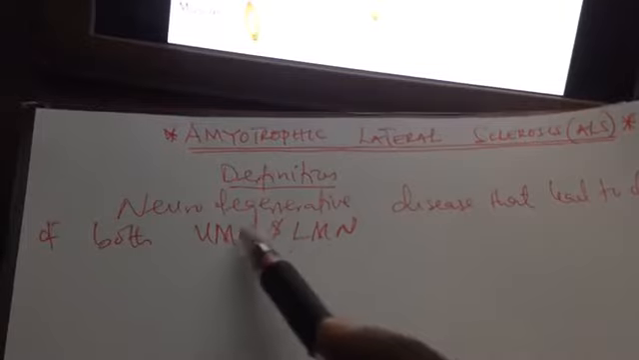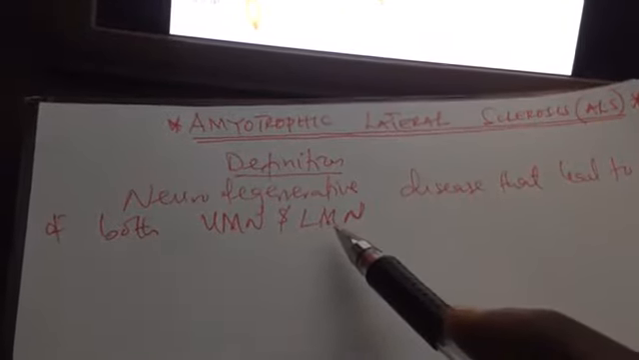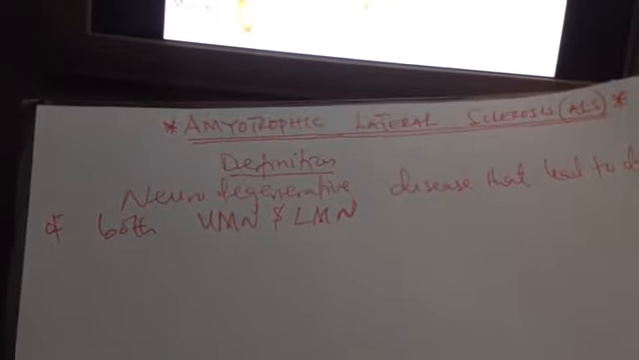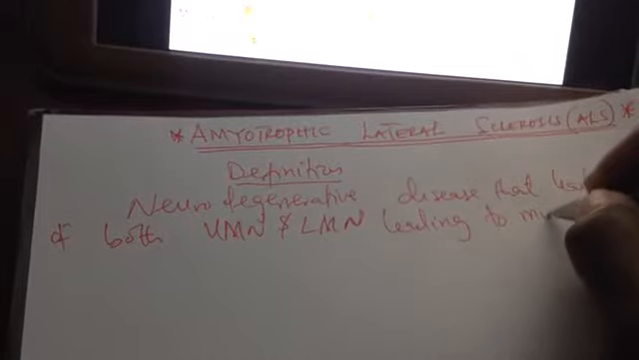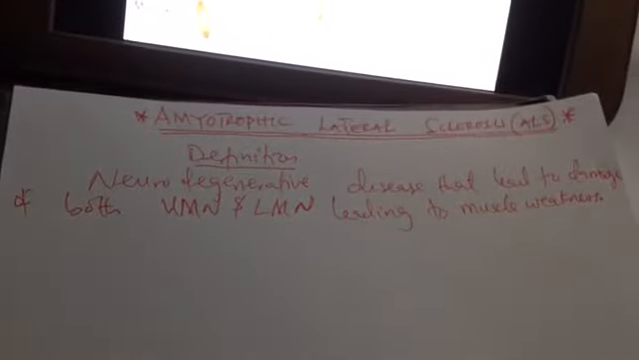We have to really know this, because there are some types of motor neuron disease that affect only the upper motor neuron and some that affect only the lower motor neuron. But amyotrophic lateral sclerosis affects both, the upper motor neuron and then the lower motor neuron. That is it. Then leading to muscle weakness.